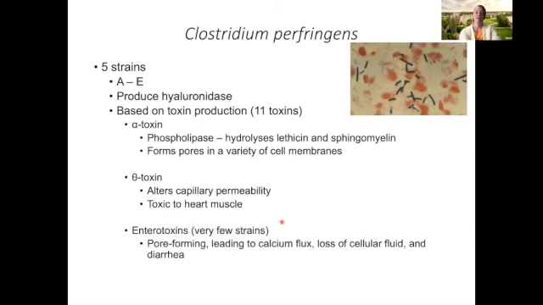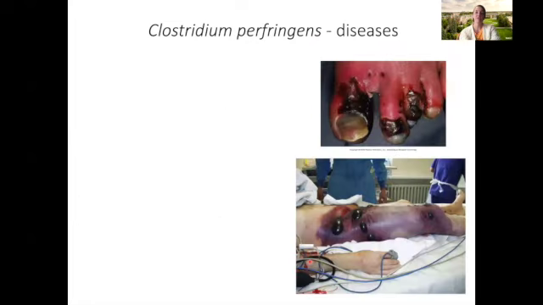A few strains, but not many, produce enterotoxins, which again are going to cause gastrointestinal distress. Like alpha toxin, these are pore-forming toxins. And as they form pores in those gastrointestinal cells, it leads to calcium leaking into the lumen of the intestine, followed by loss of fluid and diarrhea. I apologize for these gross pictures. Cover up the side of your screen if you don't want to look at them.